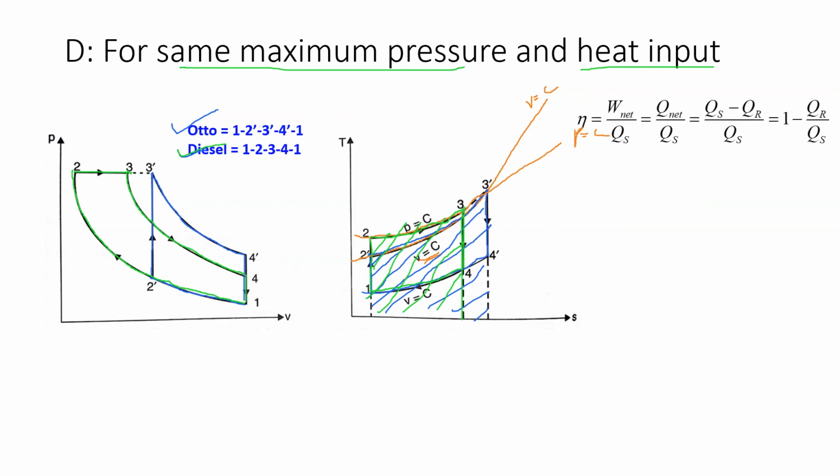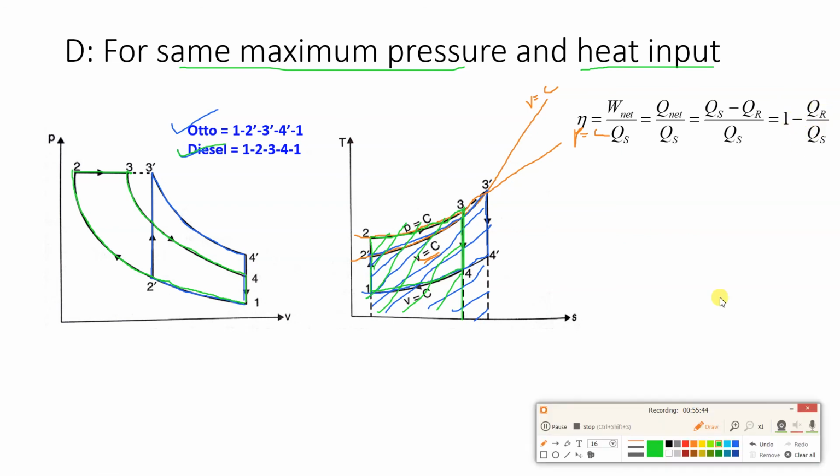So I'll write it down now. Efficiency is equal to, we'll write the same formula, 1 minus QR upon QS. Now this 1 minus this value should be a smaller value so that efficiency is larger. And heat input, QS, is same in all the three cases, Otto cycle, diesel cycle and dual cycle. So efficiency will depend on heat rejection. So basically in this case, heat rejection is least in case of diesel cycle.